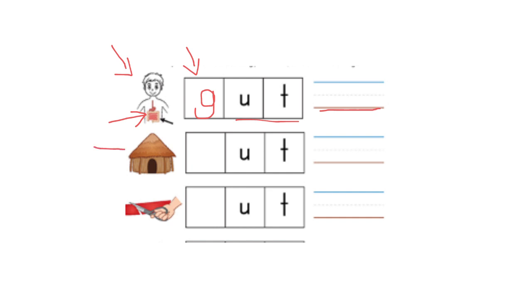Now, the second picture is a picture of a hut. Hut begins with what sound? Yes, h. H. Gut, hut. How about the last picture? What do you do with the scissors? Yes, we cut. Cut begins with what letter?